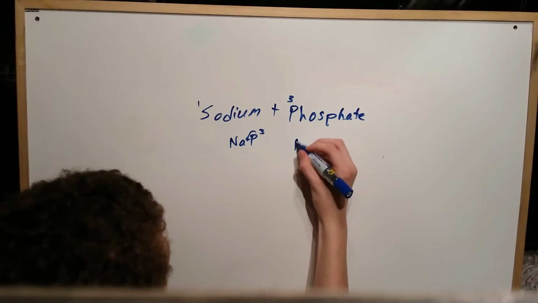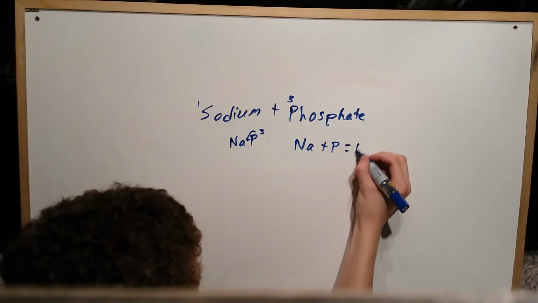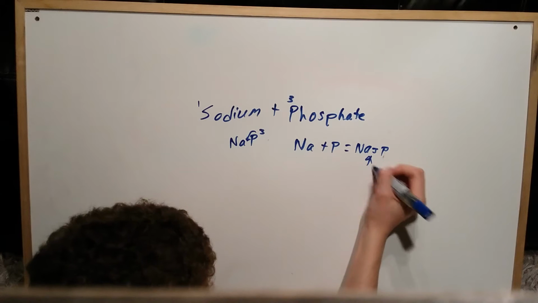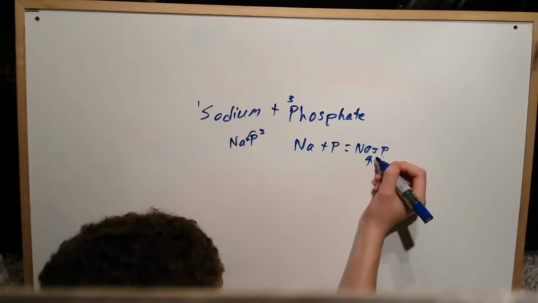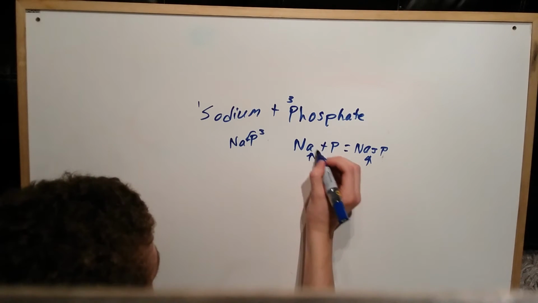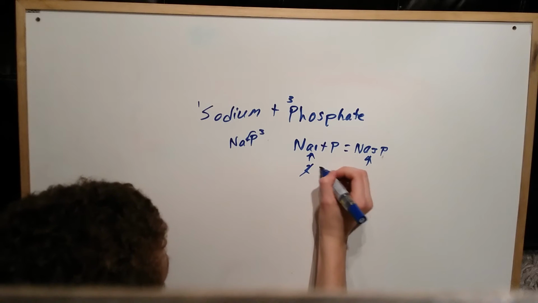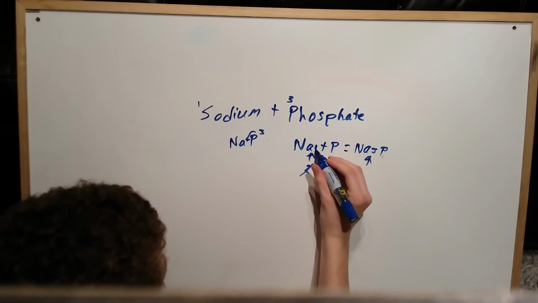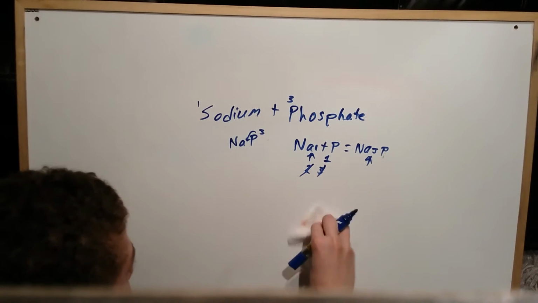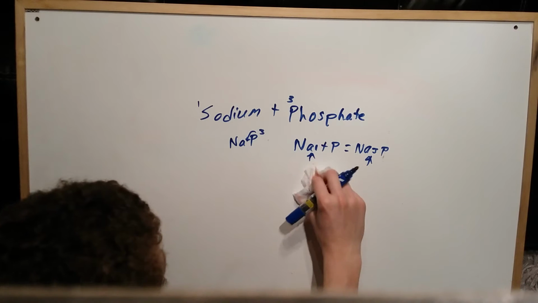So, if you guessed, gotta rewrite this, Na plus P equals Na3P. If you guessed this 3, that is exactly right. Where did we get the 3 from? We only have 1 here. Only 1. 1, guys. Not 2. Not 3. 1. You know, like uno. Anyways, so where did we get that 3? Where did we get 3 sodium when we only had 1 before?